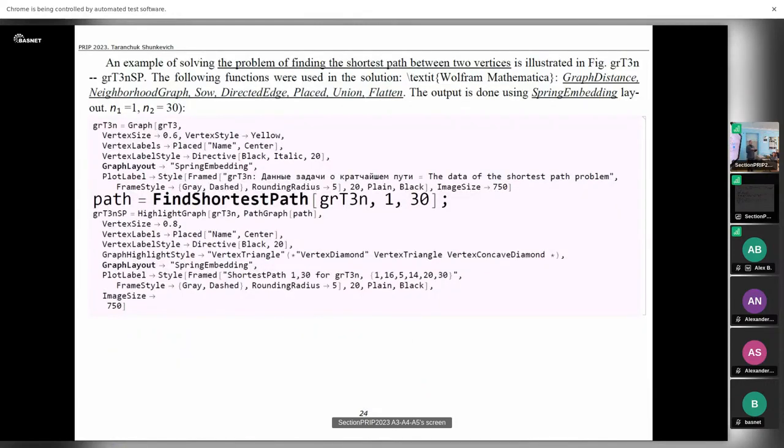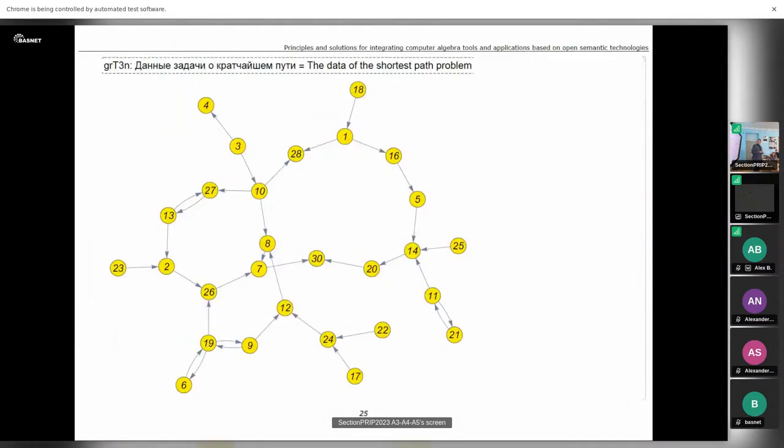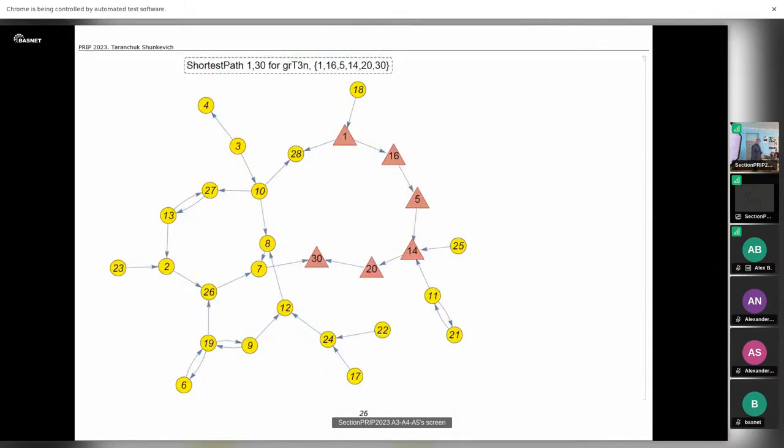We have shown different examples of visualization of a graph, and now some examples of problem solution. I think everybody knows what the problem of finding the shortest path is. Of course, Wolfram Mathematica is able to solve this problem on the graph, as you see, between vertices 1 and 30. The path is here. That's the result of Wolfram Mathematica in text form.